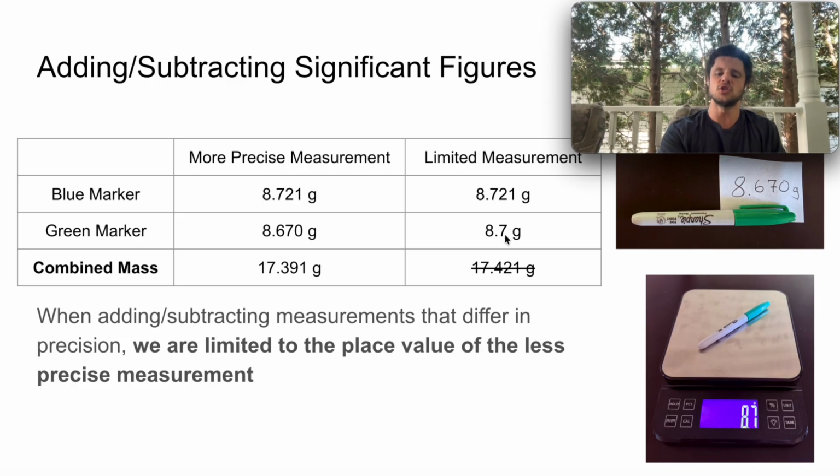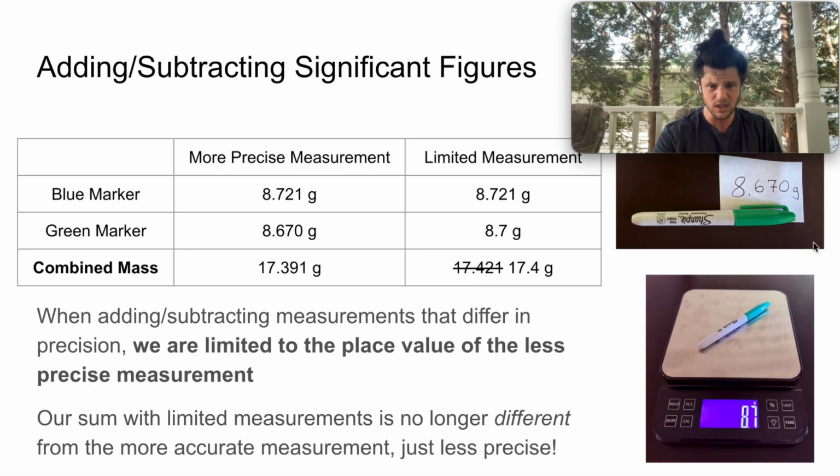But let's think about what we can do with these two measurements to combine them in a way that we don't get something that's necessarily wrong, but it's a rounded version of this. So when we add and subtract measurements that differ in precision, we are limited to the level of precision of the least precise one. And when we add or subtract two measurements, we're going to be concerned with the place value of these measurements. I'll talk about why in just one moment. So we're going to be limited to the place value of the less precise measurement.